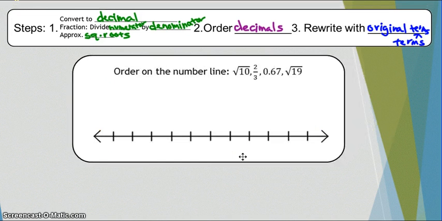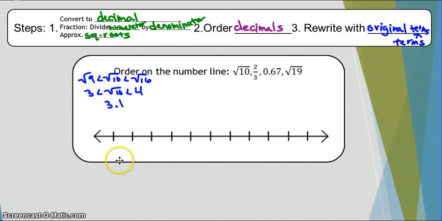Going on to our last example, we have order on the number line: the square root of 10, 2/3, 0 and 67 hundredths, and the square root of 19. So we're going to have to find out the square root of 10 is between the square root of 9 and the square root of 16, which is between 3 and 4. 10 is really close to 9, so we're going to estimate this as about 3 and 1/10 without doing that number line, because 10 is so close to 9. So it has to be really close to 3.